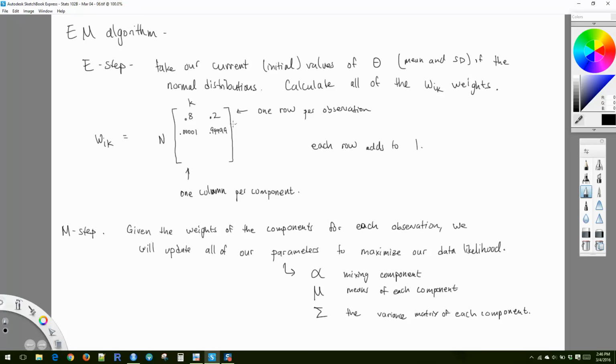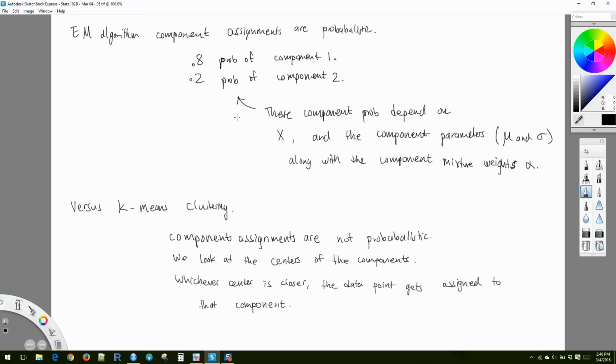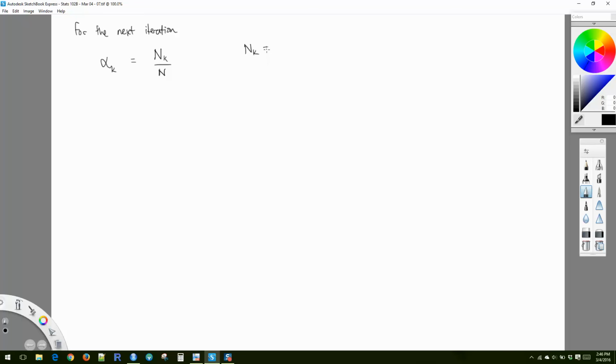Okay, and that kind of makes sense, right? They're not necessarily ones and zeros, but they're probabilistic weights. But if we add them up, we get the number of data points assigned to component 1. So n sub k is effectively the column total of the w_ik matrix for component k.